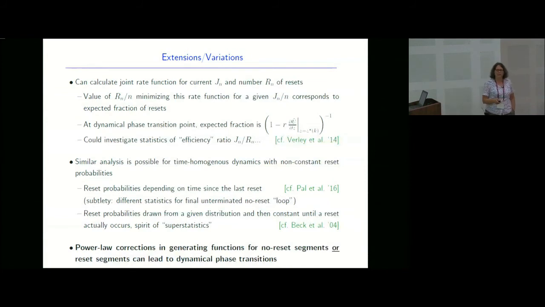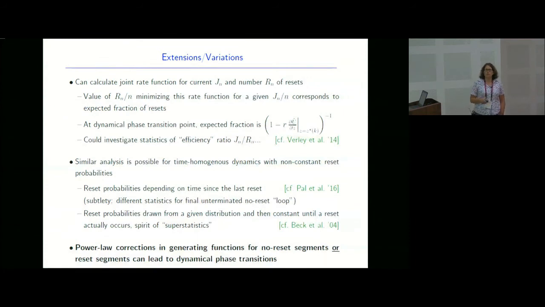And if you do that, you can check, and you can find that at the dynamical phase transition point, the expected fraction has this form. So if the derivative of u tilde diverges, as it does in the continuous phase transition, then the expected fraction goes to 0 at the phase transition point, so the time between resets goes to infinity. On the other hand, if the derivative of u tilde with respect to z is finite at the phase transition point, which is the first order case, then you get a finite expected fraction at the phase transition point.